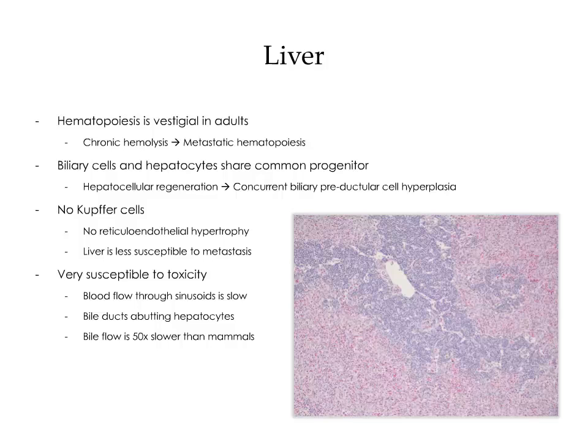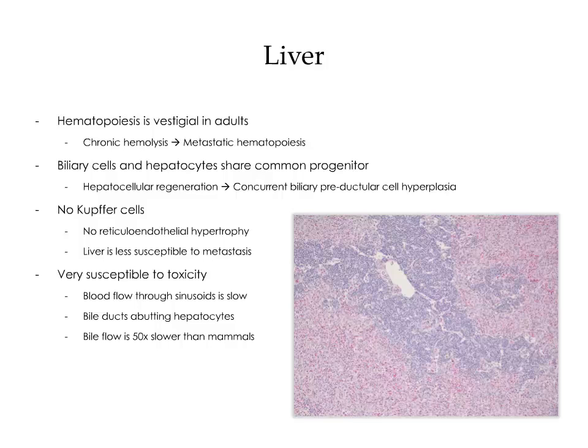Unlike other vertebrates, fish livers do not contain Kupffer cells. Moreover, in cases of systemic inflammation, there's no evidence of reticuloendothelial hypertrophy, though you may see evidence of intrasinusoidal histiocytic infiltrates. As a result, the liver is less susceptible to metastasis. That being said, the liver is very susceptible to toxicity.